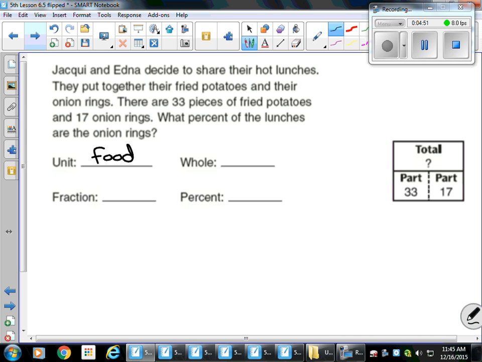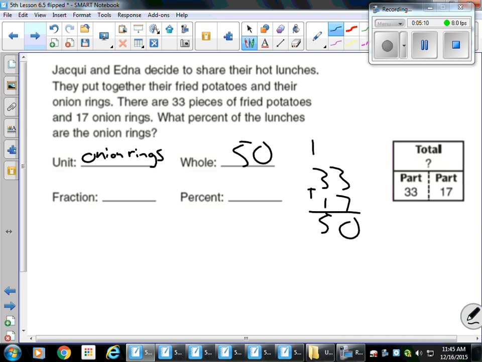Actually, I wouldn't say food. I would have to say onion rings, right? Food. Must be hungry. Onion rings, right? We want to know what percent are onion rings. What would be my total? Well, I'd have to add 33 plus 17 up. Gives me 50, so that's my whole. I want to know what percent of lunches are onion rings.